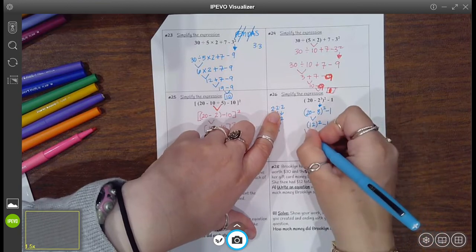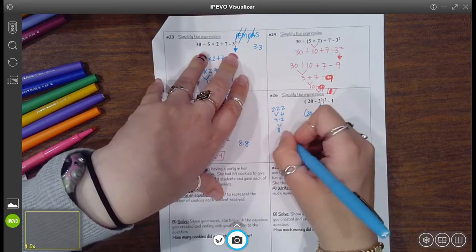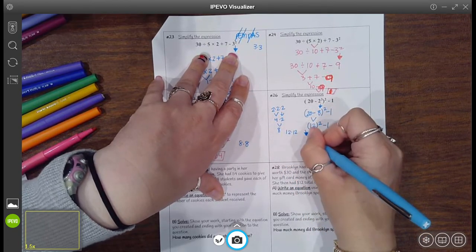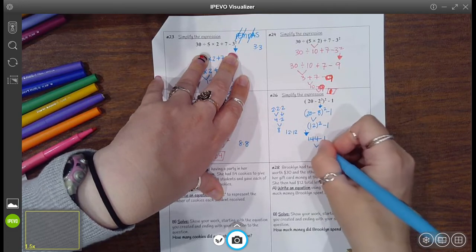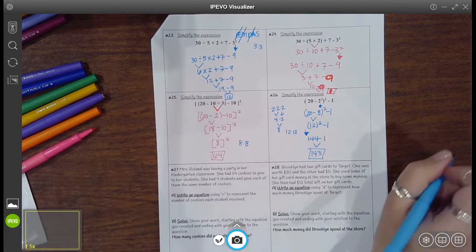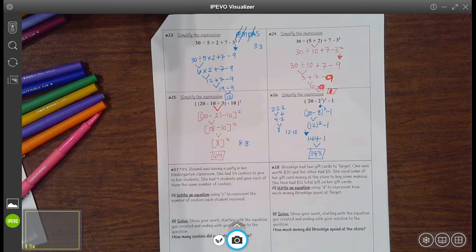Now I move on to exponents, which is 12 squared. So 12 times 2, right? Wrong. It's 12 times itself 2 times. 12 times 12 is 144. Bring down the minus 1, and 144 minus 1 is 143. If you're getting all these right, congratulations. These are hard.